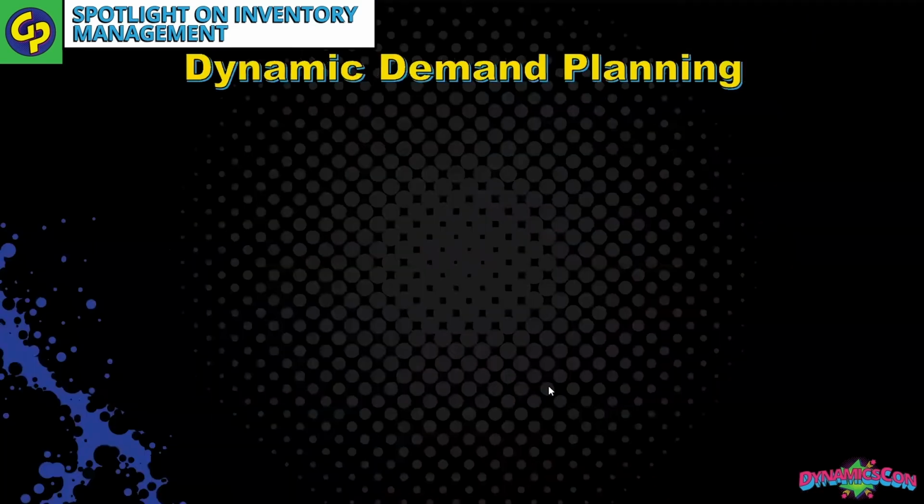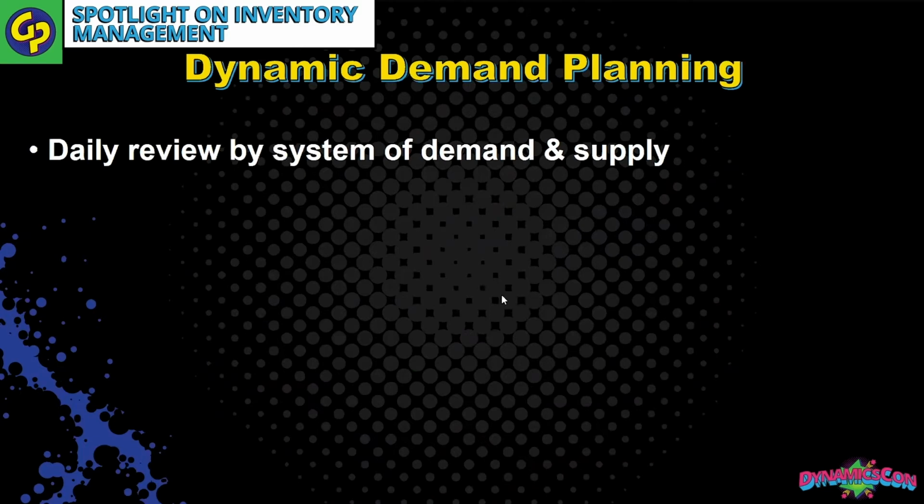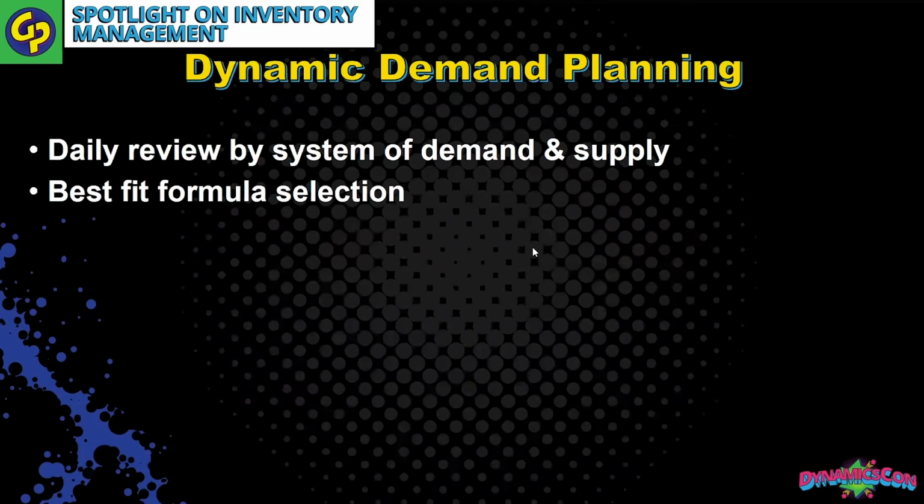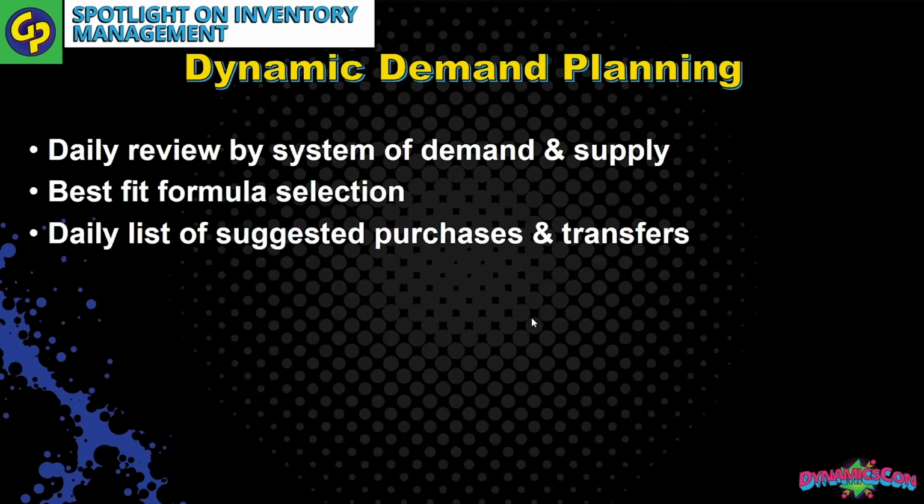Okay? So what we're seeing is what people are looking for is a dynamic demand planning process. This process is something that runs every day looking at demand and supply, using things like best fit formula selection to make sure that as the history changes, the formula may change to say, okay, now we've come up with a better formula for this item, we have a better forecast. And we also look every day to see what do we need to buy? What's our suggested purchases? What are our suggested transfers based on the information that we have today?